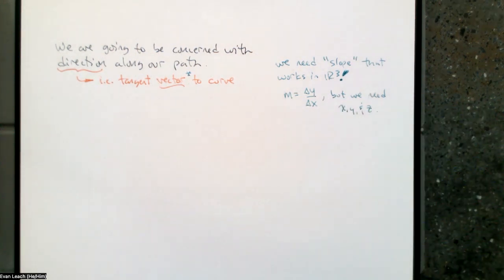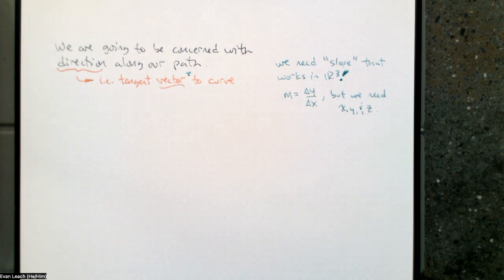Back in Calc 1, we had such limited options. Slope can be described with one number, delta y divided by delta x, rise over run. But now I've got change in y, change in x, change in z. Which direction are we pointed? That's why we have vectors now.